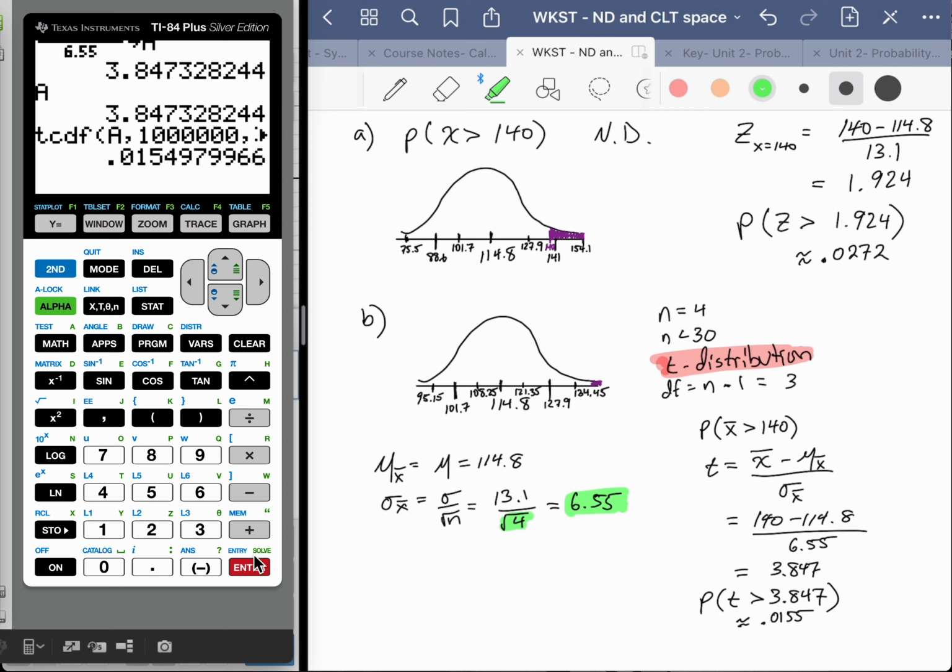Reveling in the tedium. When there's an n value in the question, that means we're doing the t distribution and not the z? It could be a z distribution if the n value is bigger than 30.